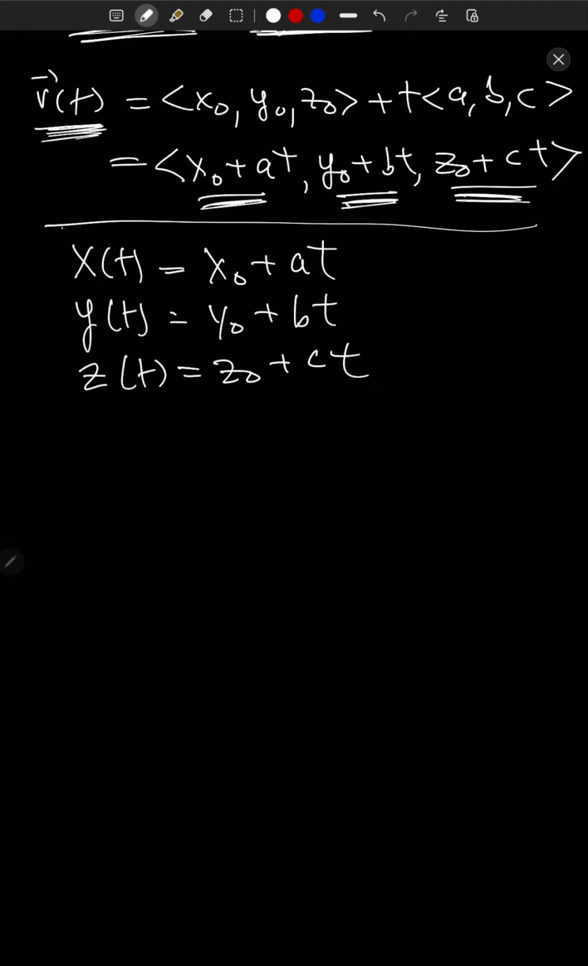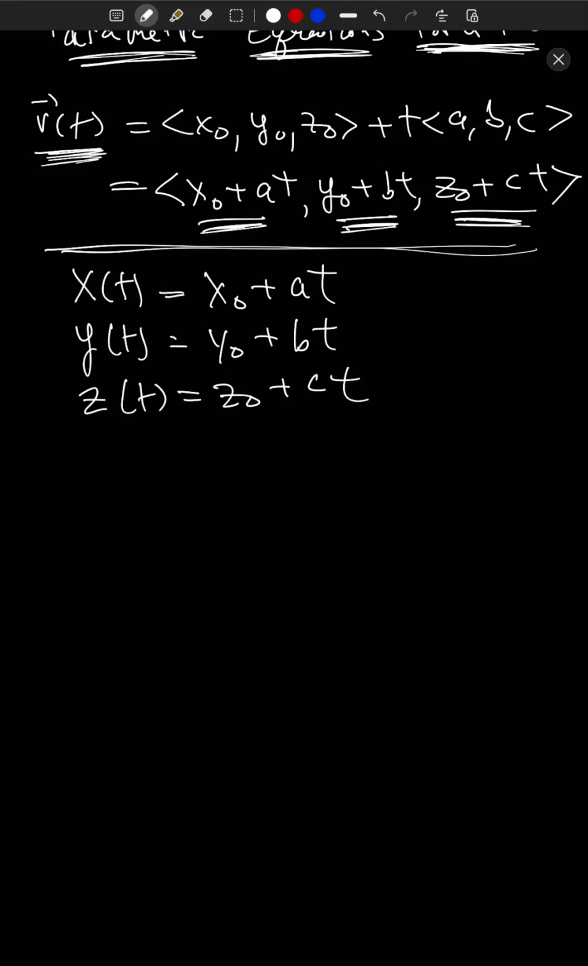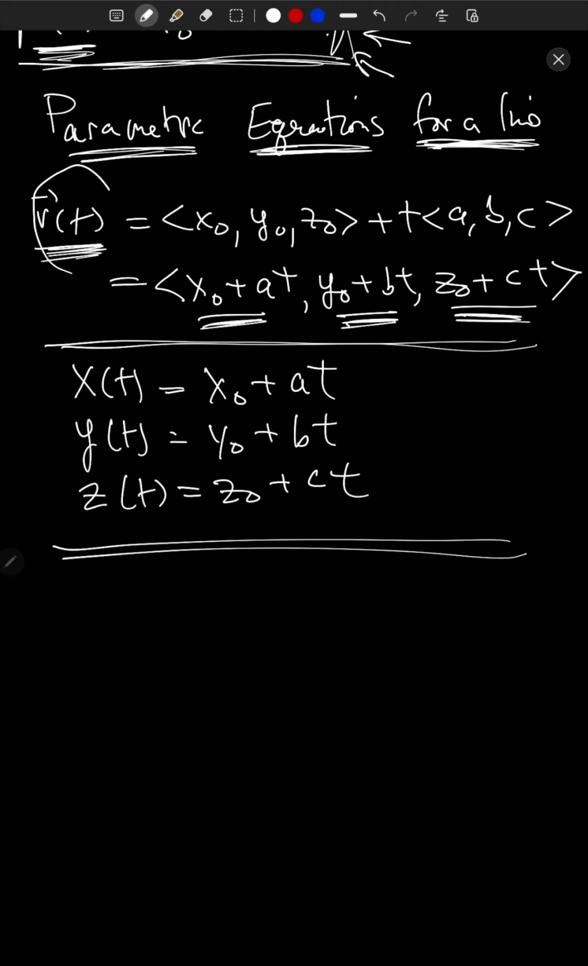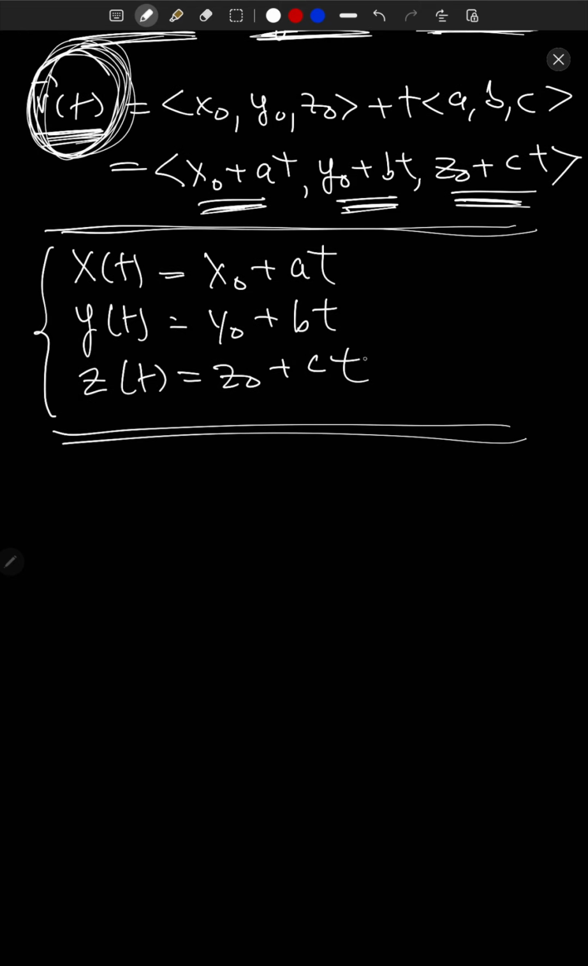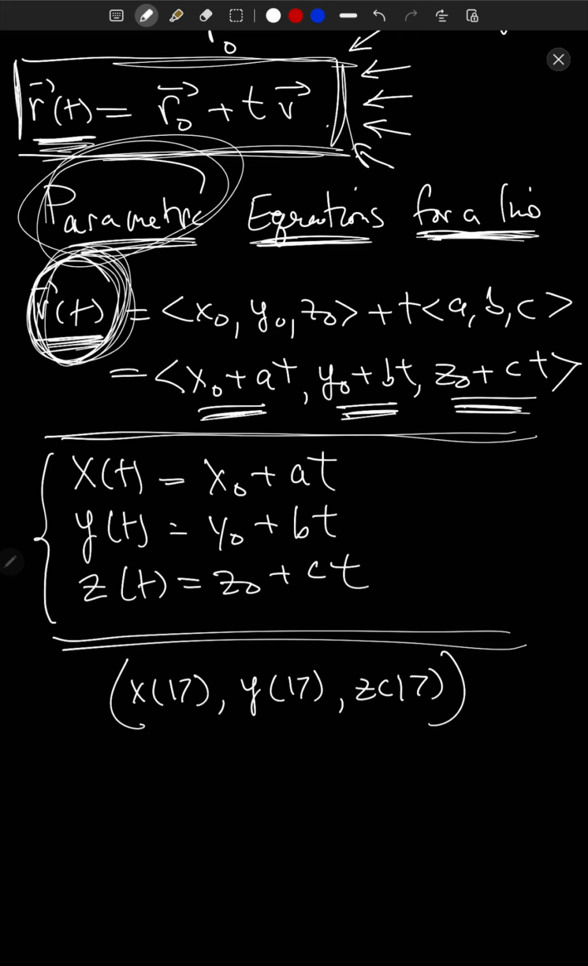So this describes my line, right? It's actually literally the same thing. The amount of information these two methods of describing a line give is literally the same, but the first one you're thinking through the tools of vectors, while the second one you don't really need the tool of vectors. I'm just saying, well, when t is equal to 17, I get a point on the line. That point is x of 17, comma y of 17, comma z of 17, whatever that happens to be. All right. So again, this is called the parametric equations for a line.